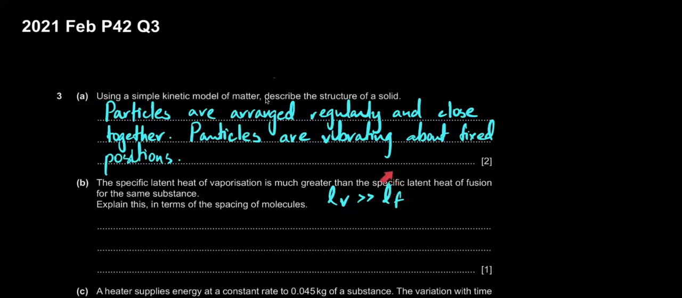So here you have to do a lot more work. In vaporization, you have to do a lot more work in separating the distances of the molecules by much more than was required in fusion, right? In fusion, from solid to liquid, you only have to increase the spacing by a little bit. You only have to supply that much energy. But in vaporization, because you have to increase the spacing by so much, you have to supply a lot more energy. So, much greater increase in spacing in vaporization.